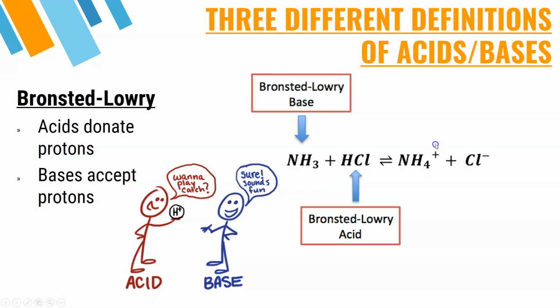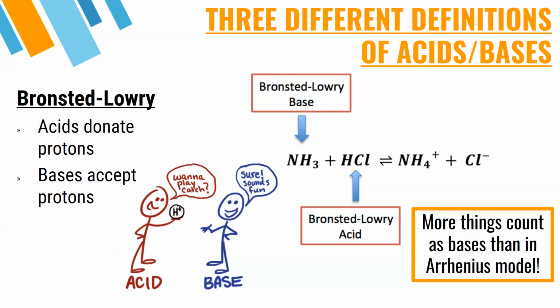So I don't see a hydroxide floating around. I don't see a hydrogen ion by itself. But what I do see is one chemical donating a hydrogen to the other. This is going to cover more things than the Arrhenius model did. More chemicals are going to be considered acids and bases using this setup. Unfortunately, it still doesn't cover everything. There are some complicated ones where we need the Lewis definition.